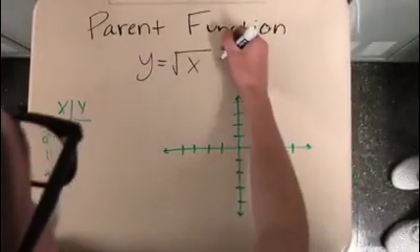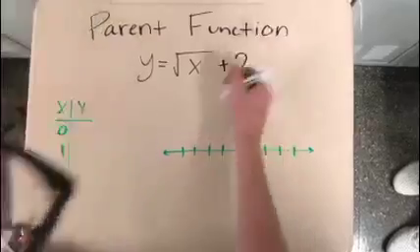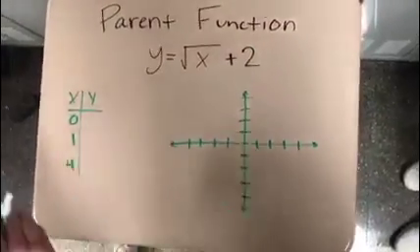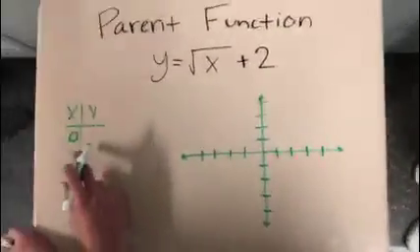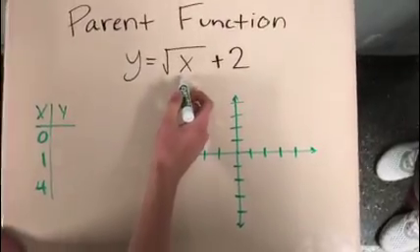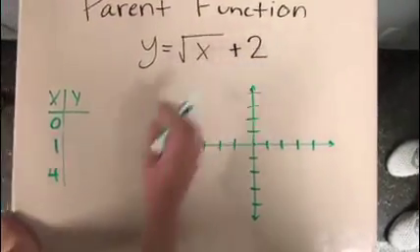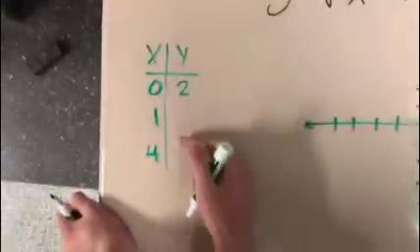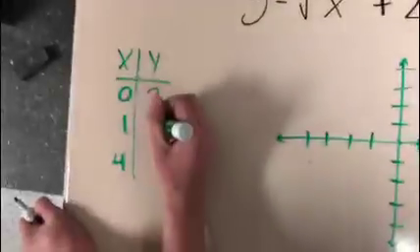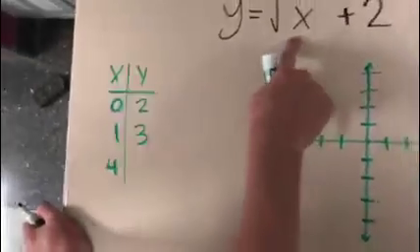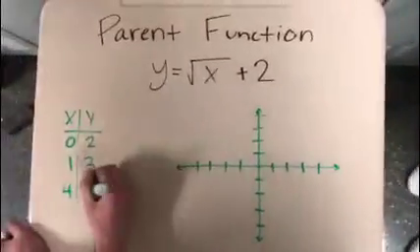Alright, you can do a vertical shift by adding 2 outside of the square root of the equation. So for this, we're going to use 0. If you plug in 0 to x, you get 0, and then plus 2 is 2. If you plug in 1 for x, 1 plus 2 equals 3. If you plug in 4, the square root of 4 is 2, and 2 plus 2 equals 4.